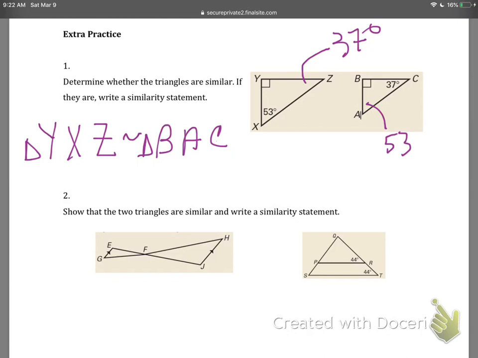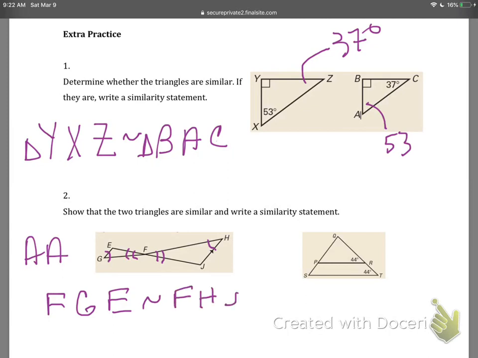Okay, the next example says show that the two triangles are similar and write a similarity statement. Once again, I'm going to use the transversal. That's going to give me these two angles indicated in purple as alternate interior, these two as vertical. So they are indeed similar because I have two angles. So by AA, I can say these triangles are similar. And starting at the vertex, I go F, and then to the alternate interior angle, E. Follow the same pattern. Start at the vertex, alternate interior angle, H, J.